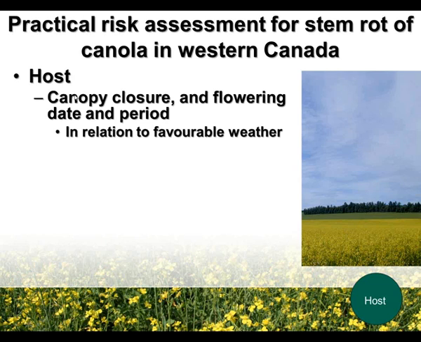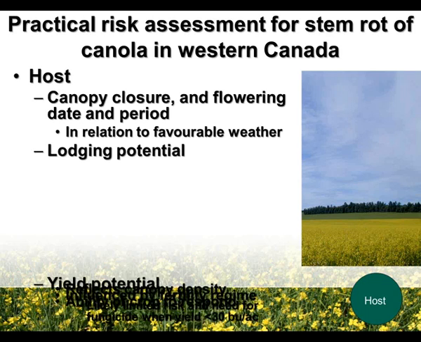Let's look at the host first of all. So when does canopy closure occur, and do you have rainfall occurring at that stage? So that's going to promote germination of the sclerotia and production of spores. When the crop is getting into flowering and the period of flowering, does that coincide with favorable weather conditions which favor production of apothecia? You have spores being produced in the air, they land on petals, and then the conditions, do you have enough moisture there, are the temperatures reasonable as far as favoring disease? What's the lodging potential of the crop? If it's a more lodging-prone variety, that increases your risk of Sclerotinia.